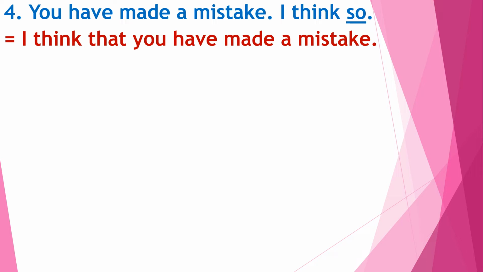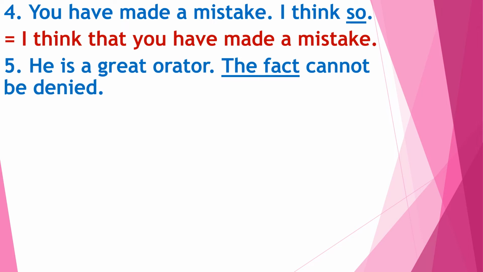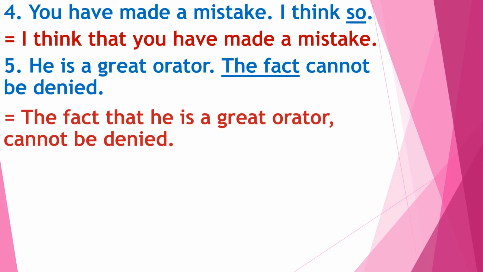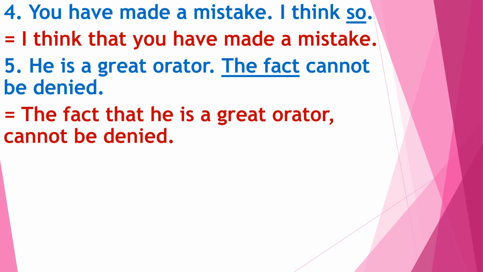And now we will discuss something slightly different from these four examples. Look at the fifth example. He is a great orator. The fact cannot be denied. Here, "fact." What is the fact? The fact is he is a great orator. So at first we use "the fact." Then we use the joining word "that." Then we use the first sentence, "he is a great orator." Then the other part, "cannot be denied."